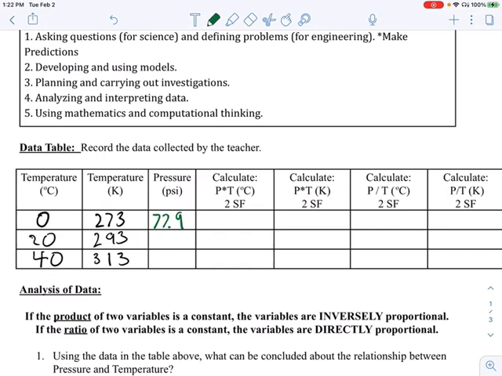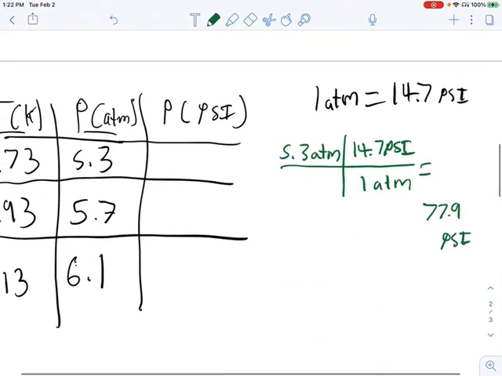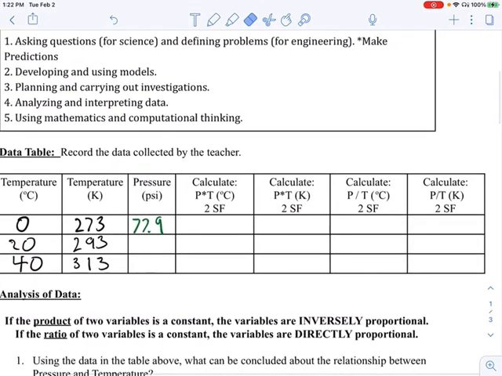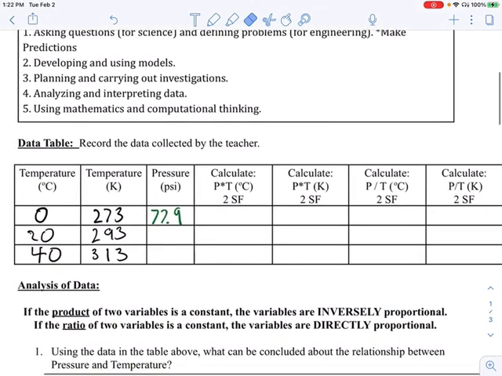And you should do the conversions, and you should try to fill in the pressure in pounds per square inch for each of these 3 boxes. So you'll do a conversion just like I did here, except for 5.7 and 6.1. And then for this table you're going to multiply the pressure times the temperature. You'll do it in the first column for the pressure in PSI times the Celsius temperature, three times, one for each row. And then you'll do it 3 times here, except this time you'll multiply by the temperature in Kelvin.